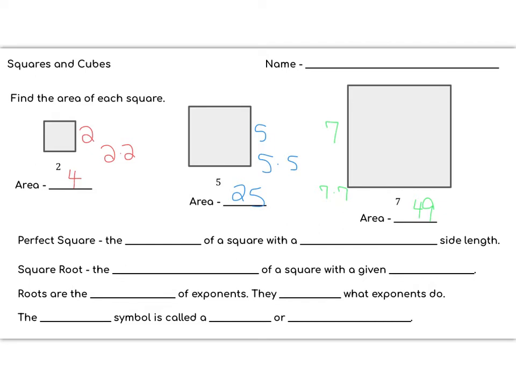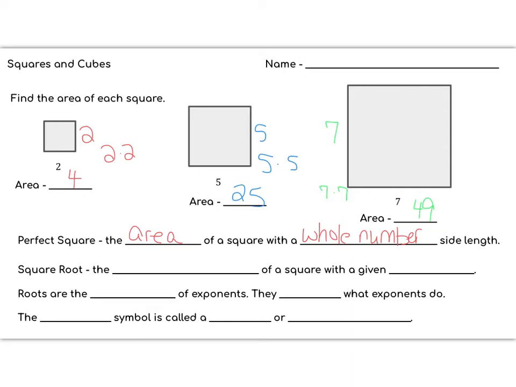Those are perfect squares, and a perfect square is the area of a square with a whole number side length. So if you start a square with a whole number side length, the area you get is a perfect square.